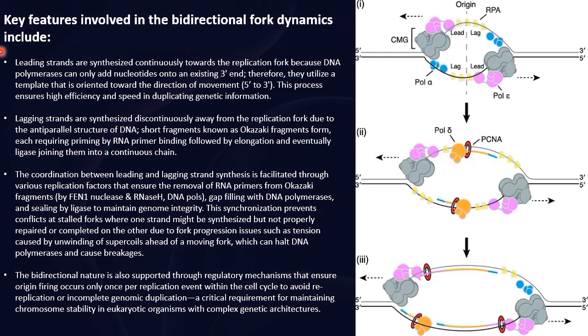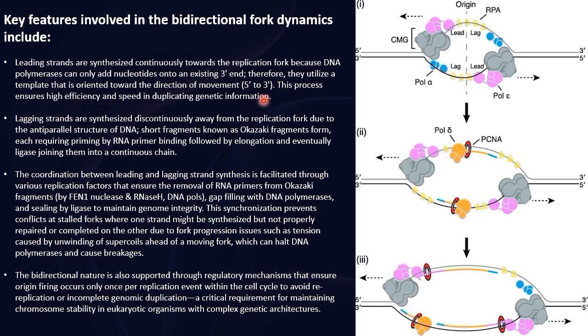The first 2 points are pretty basic, so let's go through them quickly. The first one is the leading strand synthesis, which proceeds continuously towards the replication fork because DNA polymerase can only add nucleotides on an existing 3' end. Therefore, they utilize a template that is oriented in the 5' to 3' direction. This process ensures high efficiency and speed in duplicating genetic information.